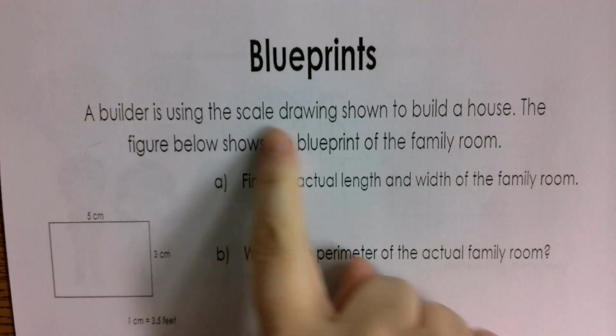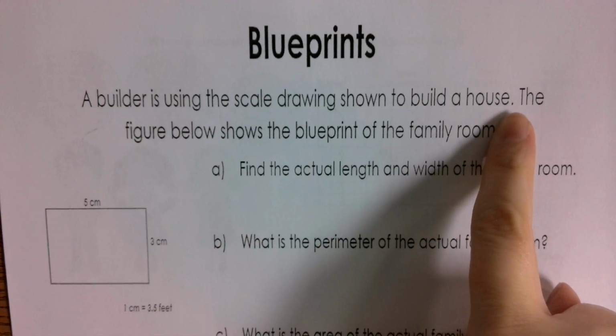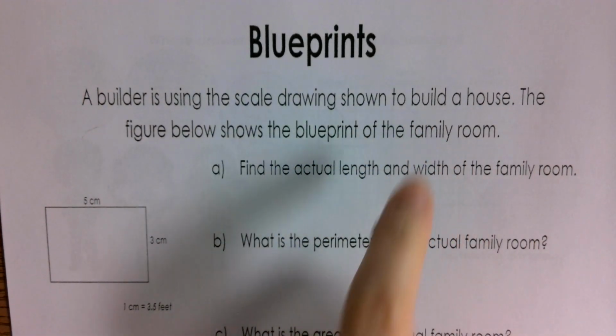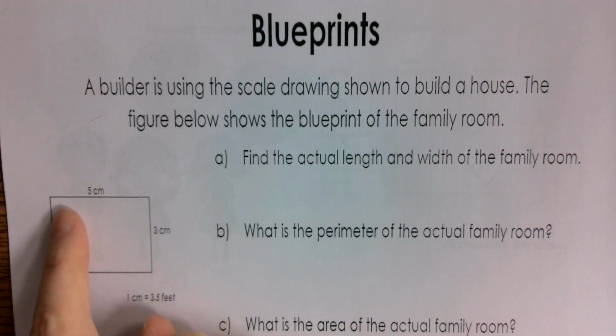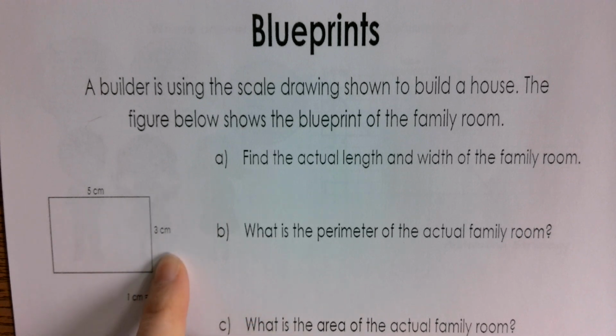So a builder is using the scale drawing shown to build a house. The figure below shows a blueprint of the family room. So it's just a rectangular shaped family room. So they're saying this is 5 centimeters by 3 centimeters. Is that the actual size of the room?